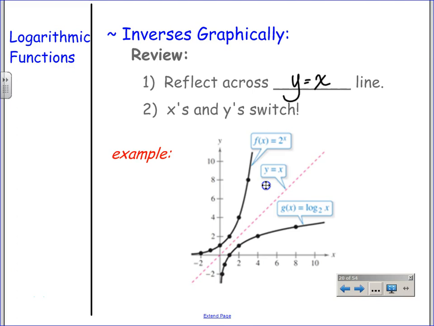If you ever forget the log and his key points, just find the exponential guy, his inverse, and then flip, flip, flip, and you got it. Reflect across the y equals x line, x's and y's switch. You guys okay with the picture on the board? Able to use that if you're still going?